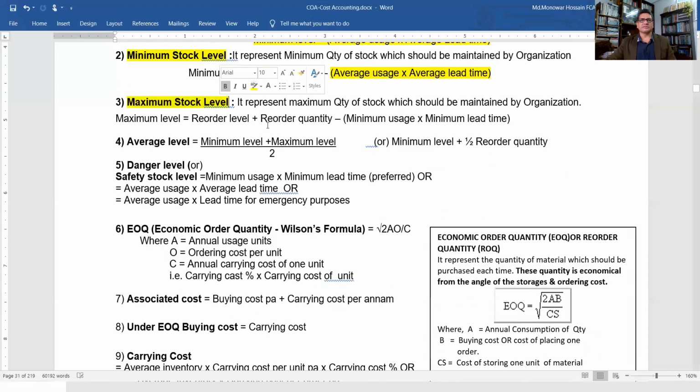Maximum stock level. It represents the maximum quantity of stock which should be maintained by the organization. Maximum level equals reorder level plus reorder quantity minus minimum use multiplied by minimum lead time. Average level: maximum level plus minimum level divided by 2, or we can find minimum level plus half of reorder quantity.